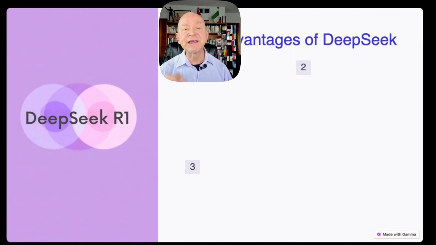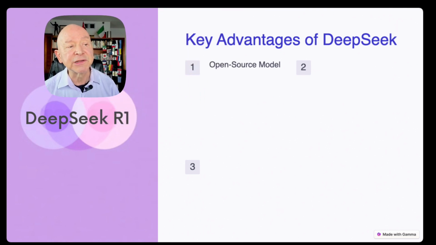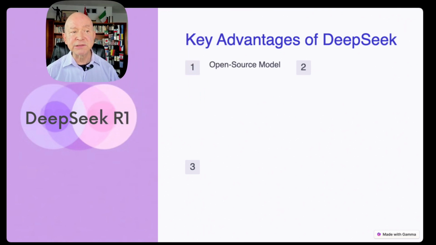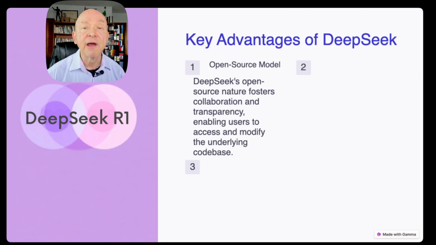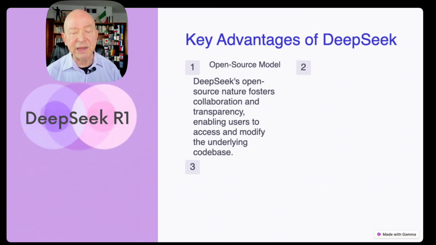So when you look at DeepSeek R1, there's some key advantages to using it. Number one, for instance, what you're going to see is something that is open source. And that open source means, hey, it's going to be available to people at a reasonable cost. You're not going to be paying the $20 a month or so that many people are. For many people, that is an issue. It means also there'll be more people attracted to it and more people starting to use this. We see that DeepSeek's open source nature fosters collaboration, that's key, and transparency, enabling users to access and modify the underlying code base. That's really good because you start finding out what's going on inside of it.